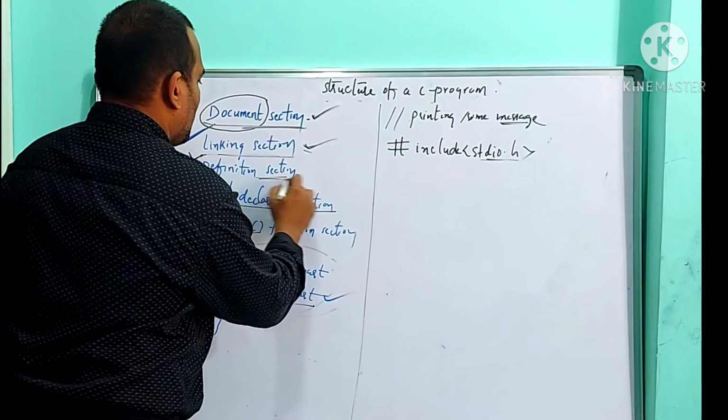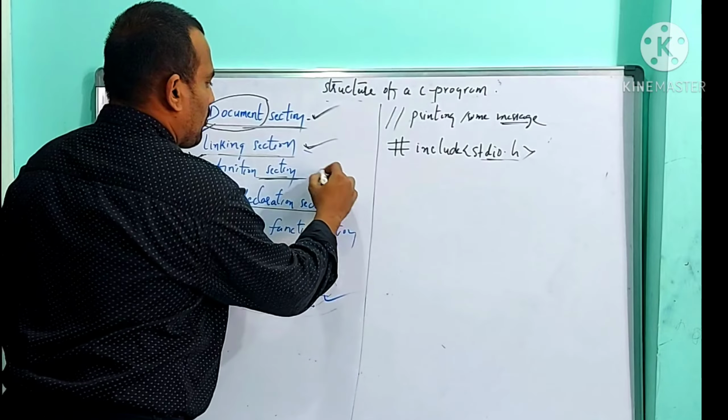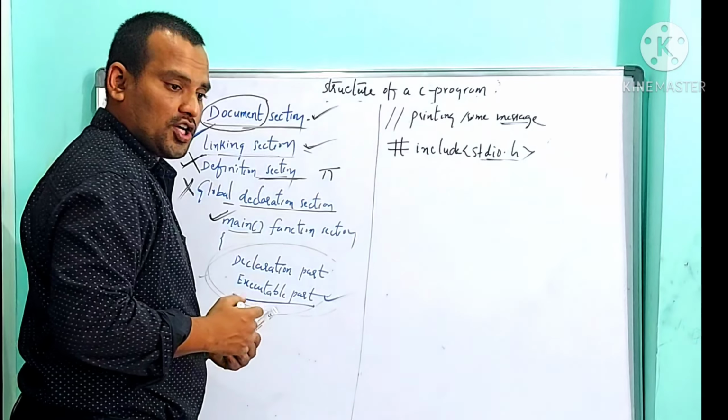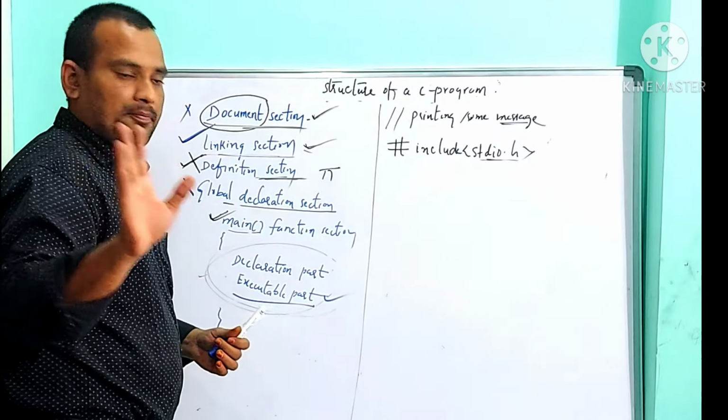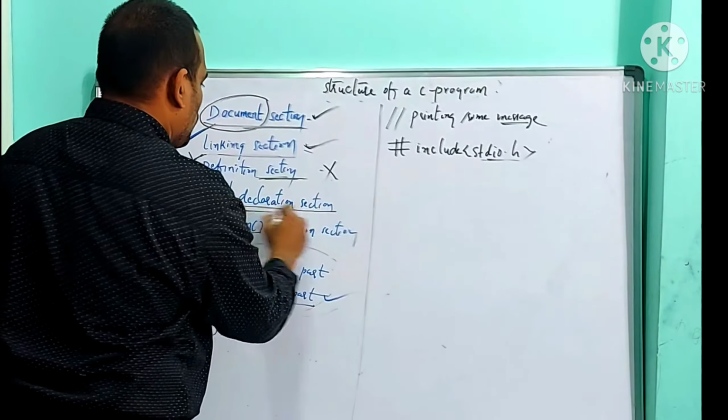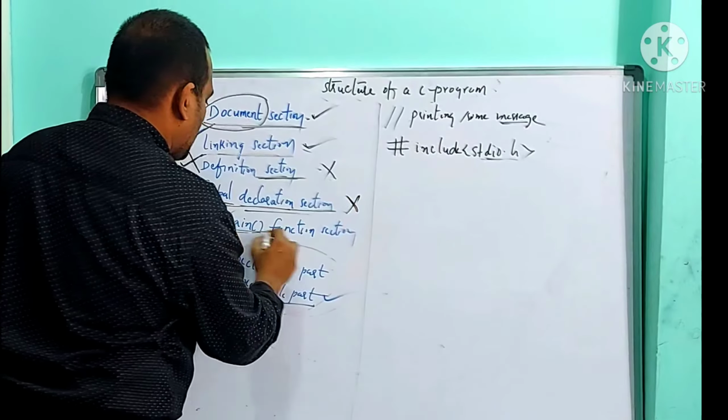Then the definition section can be used to define symbolic constants like pi. In this program I am not going to use any symbolic constant. I am not going to do any calculations, just I am going to print some message. So the definition section is not mandatory. I am also not going to use any global declaration section. So next one is the main function.